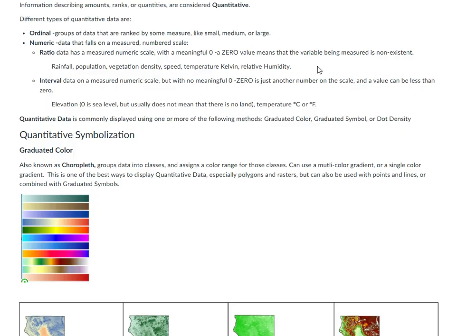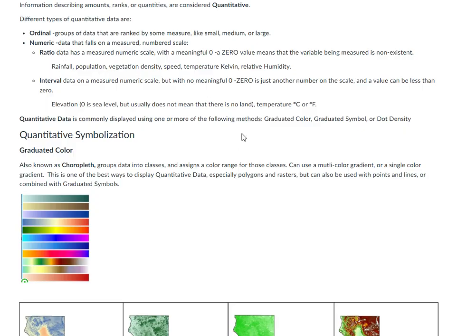Temperature, degrees Celsius. 0 degrees Celsius doesn't mean there's no heat. It means water freezes. 0 degrees Fahrenheit means nothing. I don't know, maybe. But it doesn't mean that there's no temperature either. So ratio, interval, meaningful 0, non-meaningful 0.